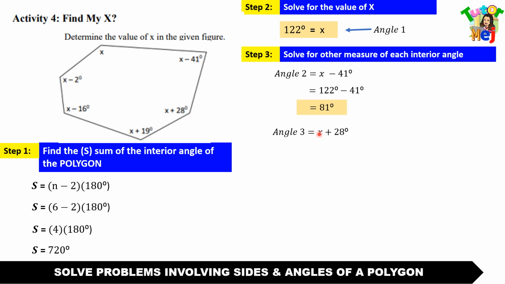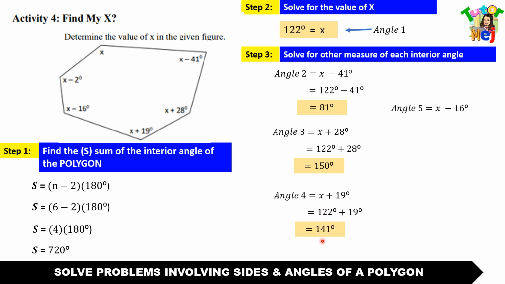Next, for angle 3, we have x plus 28. Si x, palitan na natin ng 122. So, adding them, we have now 150 degrees as the value of angle 3. Angle 4 naman, x plus 19. So, 122 plus 19, we got 141 degrees. For angle 5 naman, we have x minus 16. So, 122 minus 16, we have here 106 degrees. And for angle 6, we have x minus 2. So, 122 degrees minus 2, we got 120 degrees.